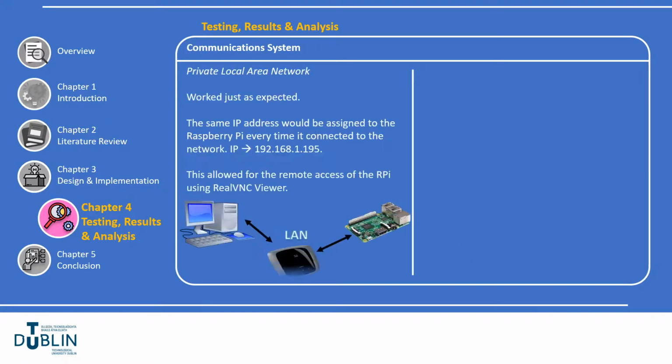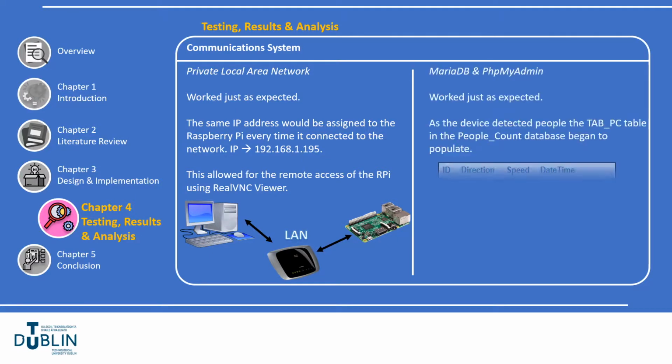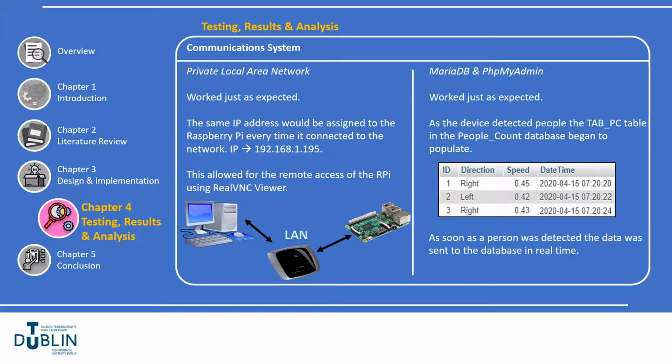Communication system. Private local area network. This worked just as expected. Every time the Raspberry Pi connected to the network, it was given the same IP address. This allowed for the easy remote access of the Raspberry Pi using the RealVNC viewer. MariaDB and phpMyAdmin. This also worked just as expected.